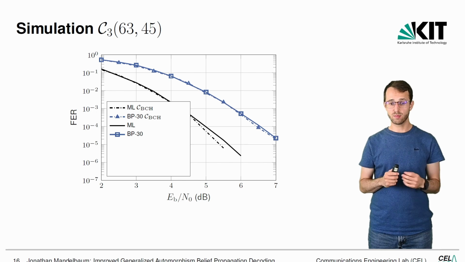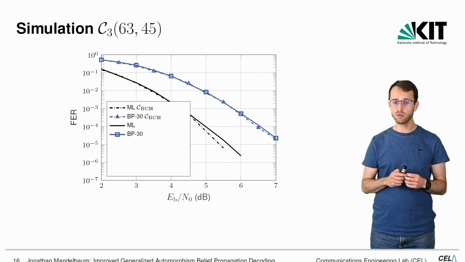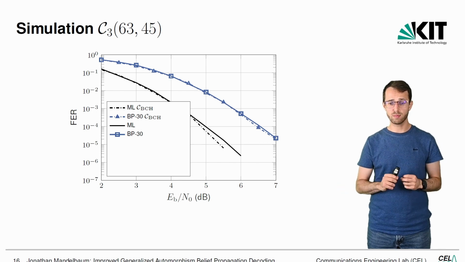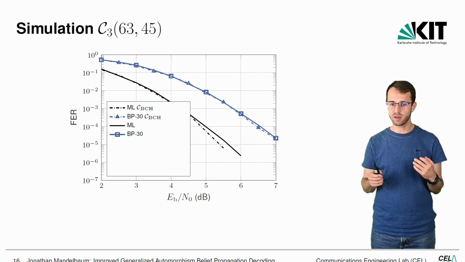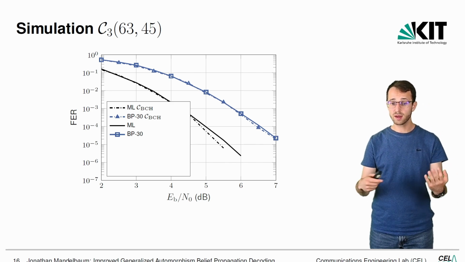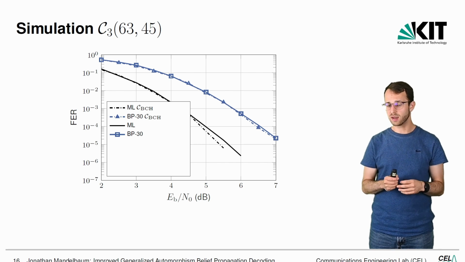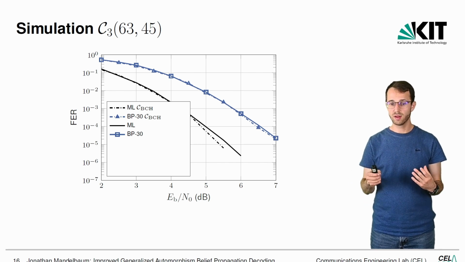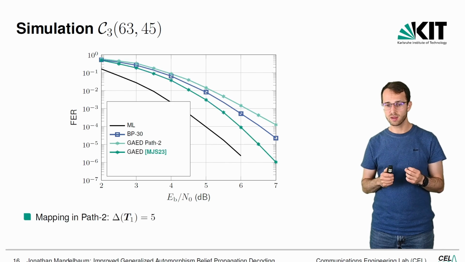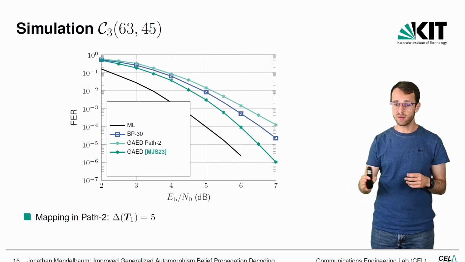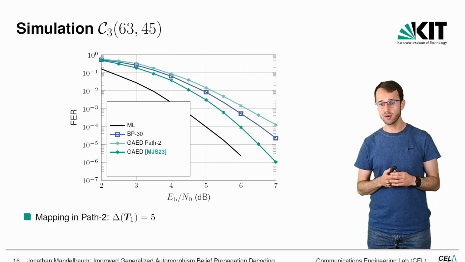Now we come to the second code, C3. Again, we have here the performance of the code with its reference code. In this case, the BP performance is comparable. However, the ML performance of the BCH code is a bit better. Yet it's important to highlight that the ML performance is only relevant if we are able to approach it. And as we can see, we are still away from the ML performance.